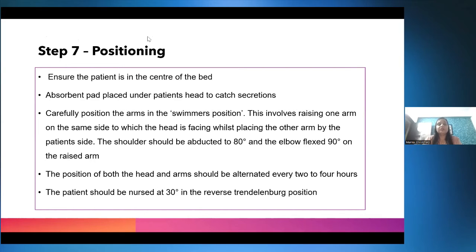Carefully position the patient's arm in swimmer position. This involves raising one arm on the same side to which the head is facing while placing the other arm by the patient's side. The shoulder should be abducted to 80 degrees and the elbow flexed 90 degrees on the raised arm. The position of both the head and arm should be alternated every 2 to 4 hours. The patient should be nursed at 30 degrees in a reverse Trendelenburg position.